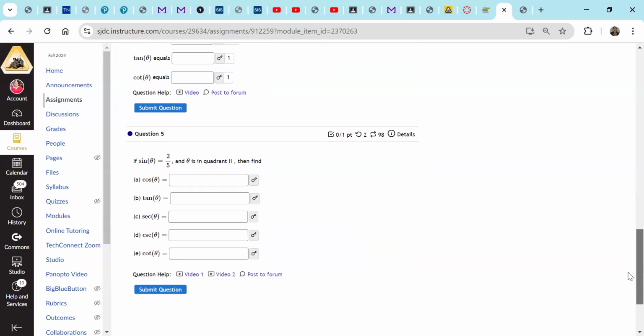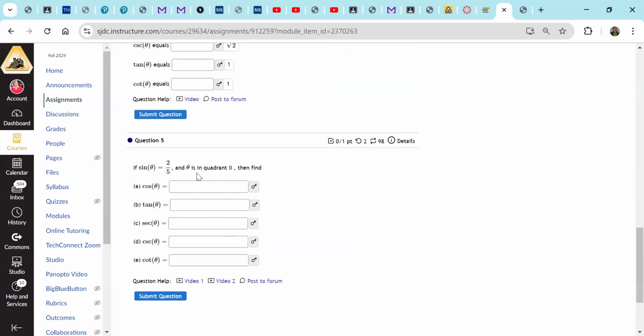Next one is saying sine theta is 2 over 5, and theta is in quadrant 2. Then find cos, tan, secant, cosecant, and cotangent. So we have to draw here for this one also. We go here.